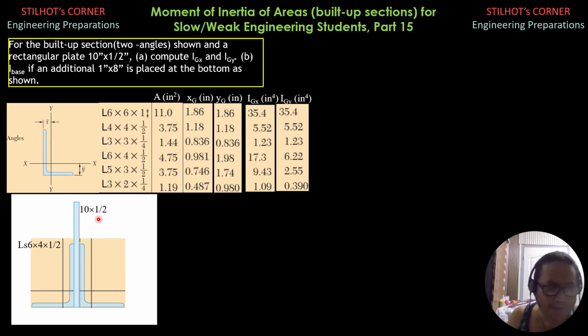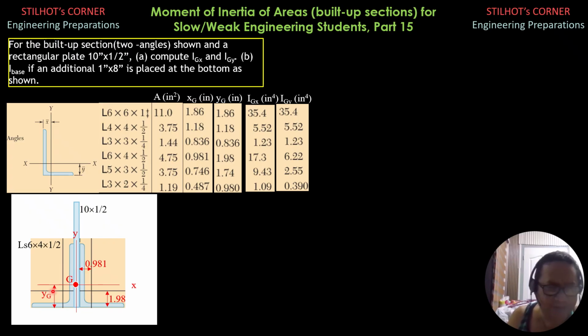So to solve for IGX, we need to relocate the new centroid. For the angles, barred Y, or YG, is equal to 1.98 as shown, and XG from the left leg, barred X, is 0.981. The area is 4.75. So locating this new centroidal axis, let's solve for YG.